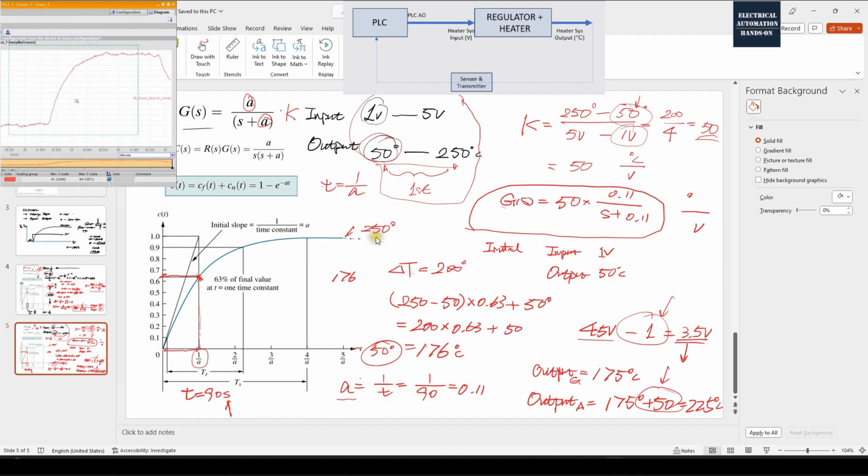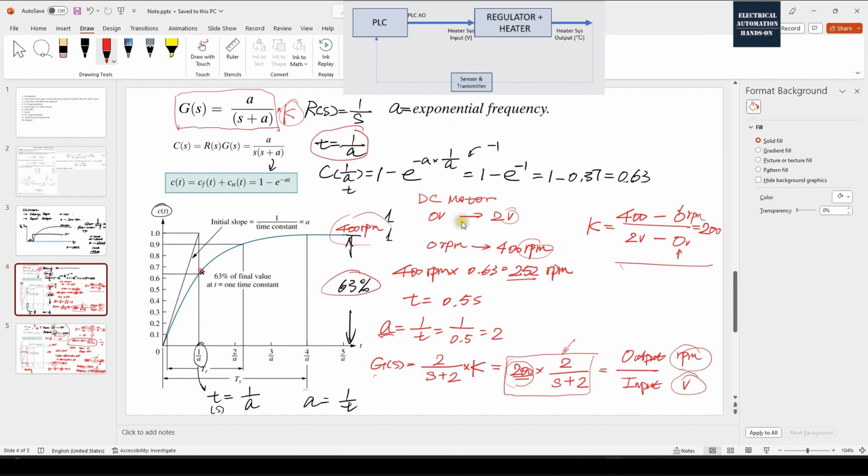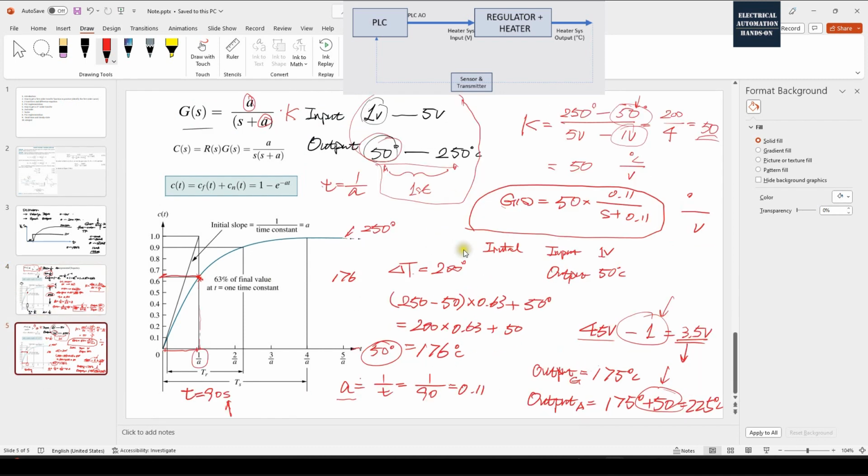Then, using a similar way, using these two examples. One example is this DC motor. Its initial status is 0. And if your initial status is not equal to 0, then you can reference this second example to calculate your gain, your exponential frequency, and also write down the initial status.